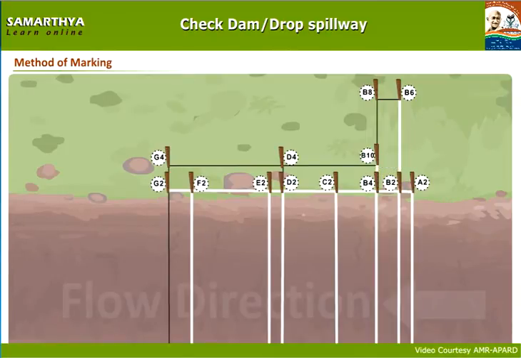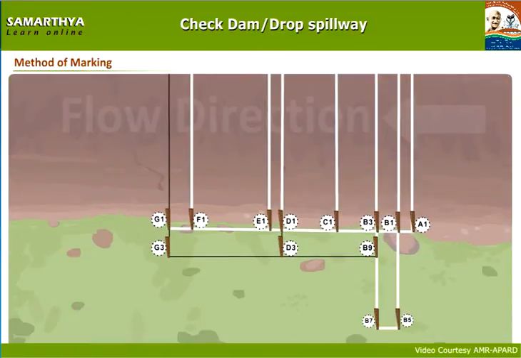Draw a line with lime powder on the thread that tied B10, B8 wooden poles. Draw a line with lime powder on the thread that tied B8, B6 wooden poles. Draw a line with lime powder on the thread that tied D1, D3 wooden poles.